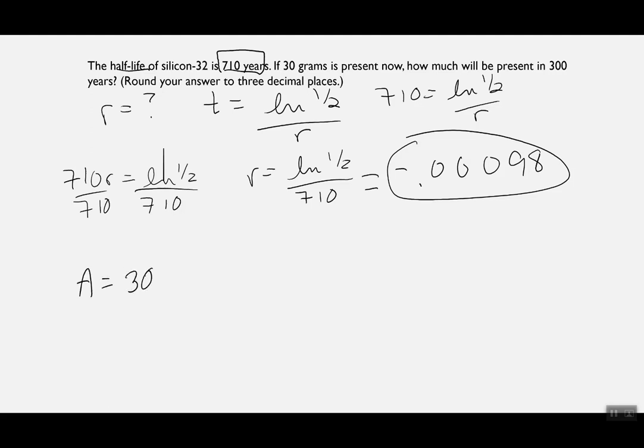If I start with 30 grams and then I have e, the rate is negative 0.00098, and then times my time, which is 300. So just put this in your calculator, see what you get. 30 e to the negative 0.00098 times 300. And I do want you to be practicing this to make sure you know what you're doing. Let's do 2 decimal places. So let's say I get 0.36. So I have 22.36 grams.